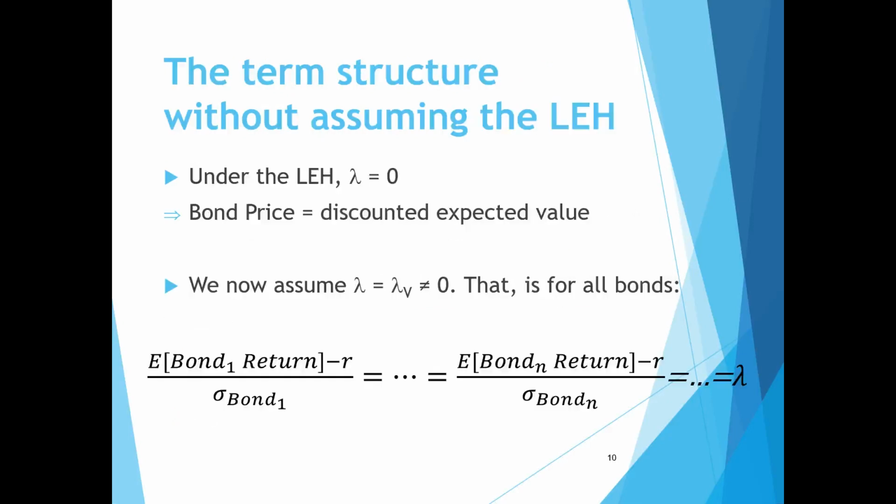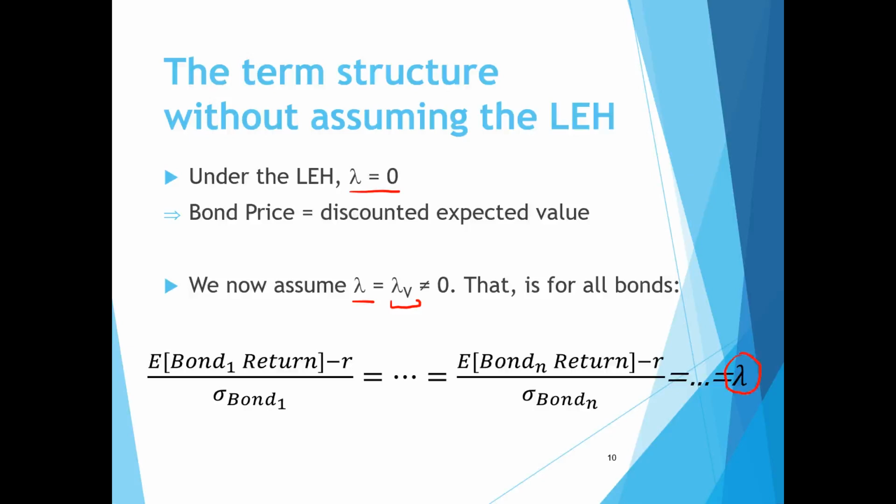So now, under the local expectation hypothesis, this market price of risk is 0. That means that all bond prices are just basically the discounted expected value. Now, in our Vasicek model, we're going to assume that the market price of risk is lambda v, where v is from Vasicek. So now what we're going to have is that for all bonds, when you take the expected bond return, you subtract the risk-free rate and you divide by its volatility, then that is going to be equal to a constant lambda.